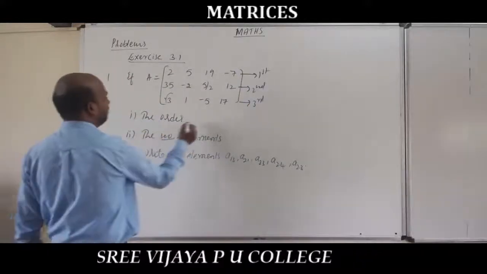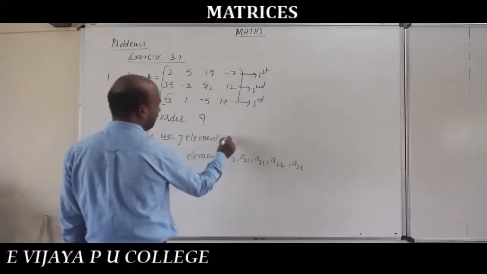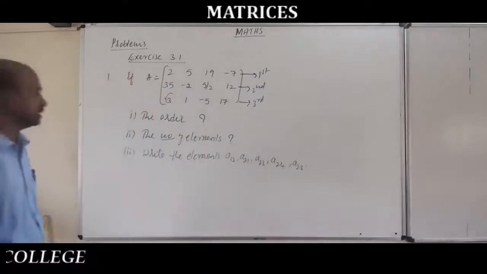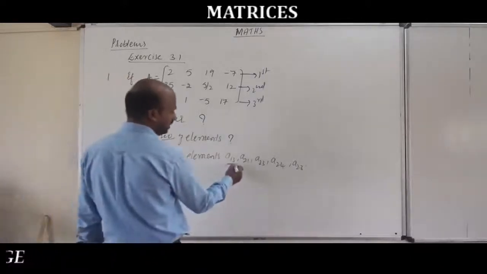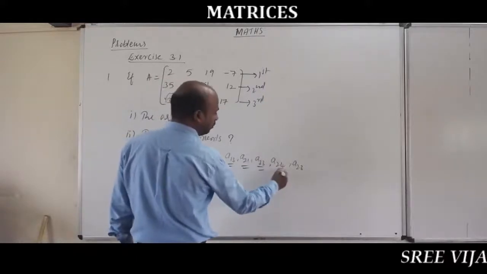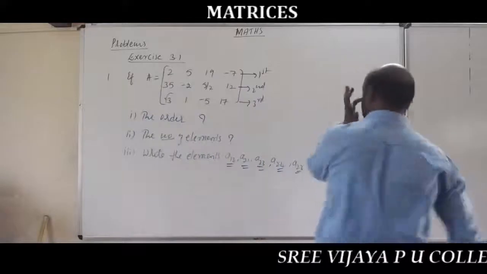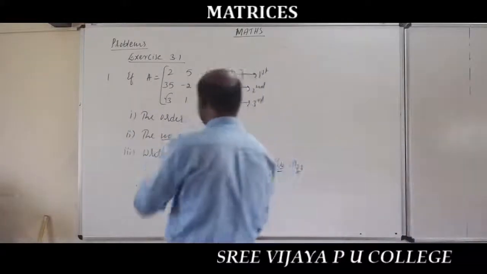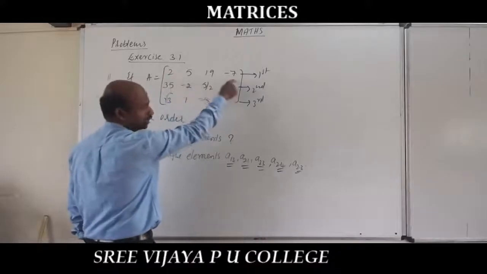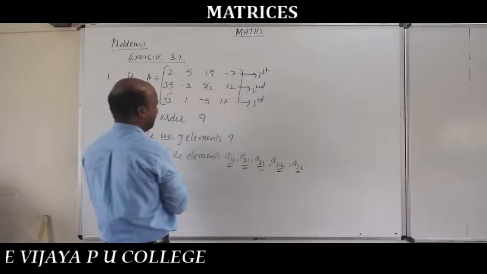So what will be the order of the matrix and how many elements are there in the given matrix, and write the elements A13, A21, A33, A24 and A23. Here the given matrix has 3 rows: first row, second row and third row. The order of the matrix.